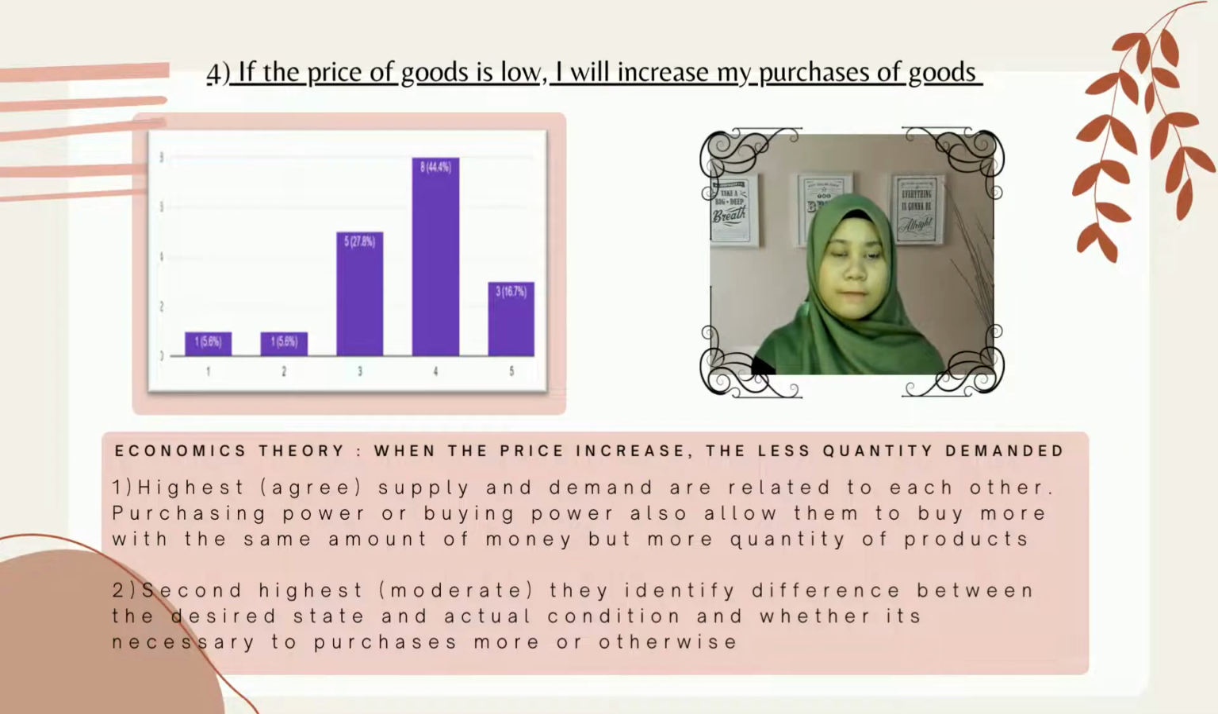Theory says that when the price increases, the quantity demanded is less. In this case, it means that when the price of goods is low, I will increase my purchases, with the assumption that other factors are not changing. Purchasing power or buying power also allows them to buy more with the same amount of money but more quantity of product. Meanwhile, the second highest is taken by the scale moderate, because they recognize the difference between the desired state and the actual condition.